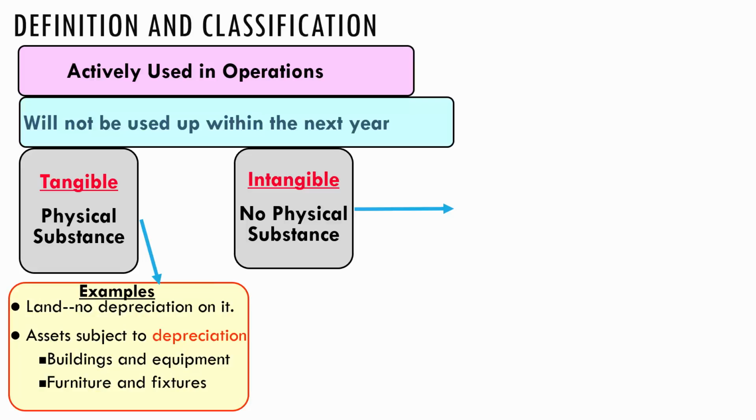So tangibles would be land, and another thing to note about land is there's no depreciation taken on land. Almost all the other examples that I can think of for PP&E that are tangible, you do take depreciation on. And you will get to choose the methods for that.